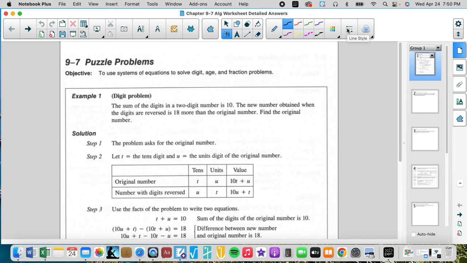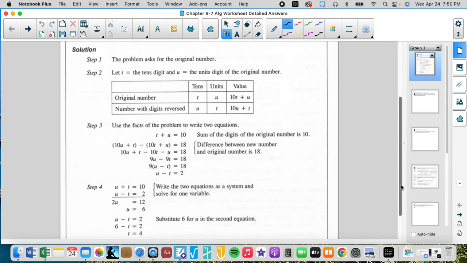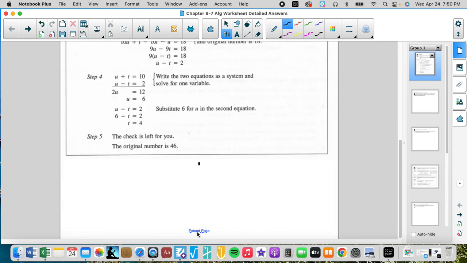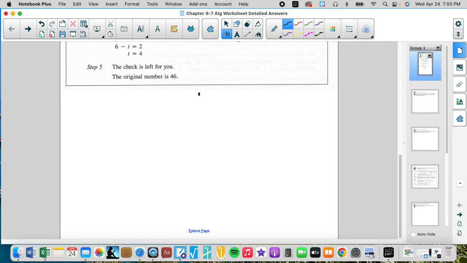So the sum of the digits of a two-digit number is 10. The new number obtained when the digits are reversed is 18 more than the original number. Find the original number. So I like these problems because we think about, here's a little preface to this, how can we represent values of numbers through variables.